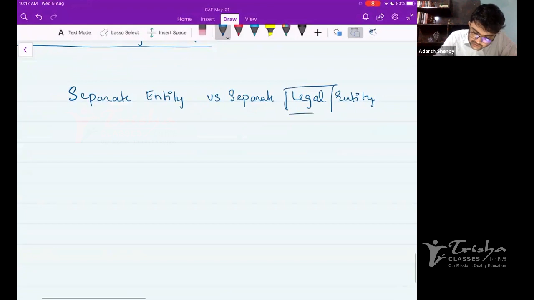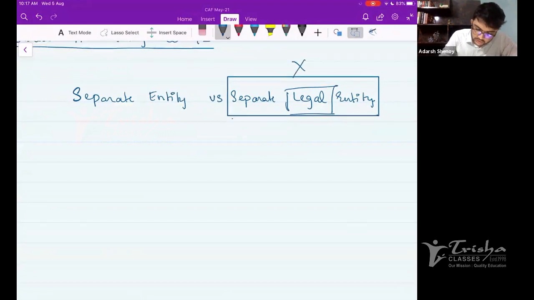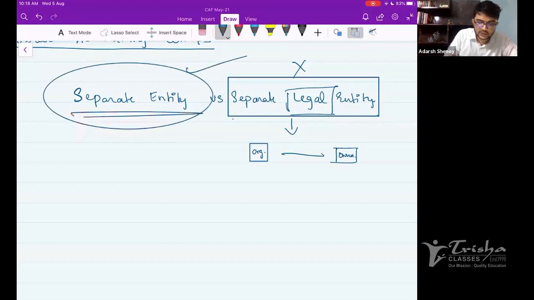A company is a separate legal entity. Now, this terminology is not used in accounting. It is used in law. Separate legal entity means an entity separated from the owner by law. In the eyes of law, they treat the company or the organization as different from the owner. Separate entity is only in accounts. This is an accounting principle. This has nothing to do with law.